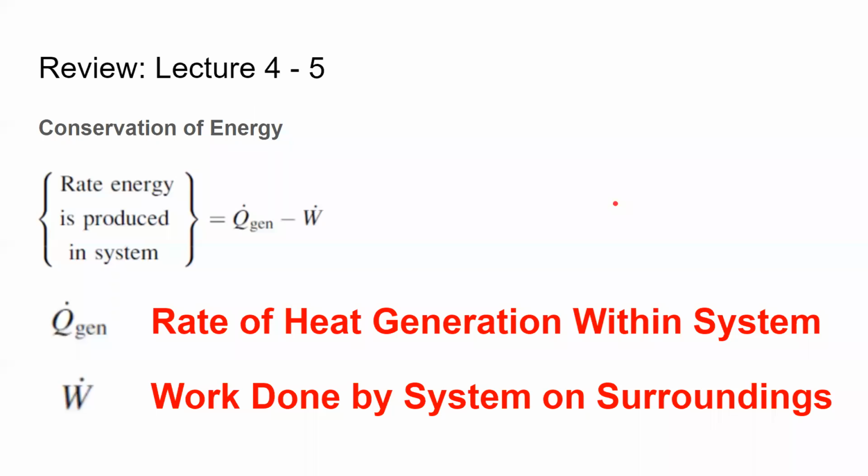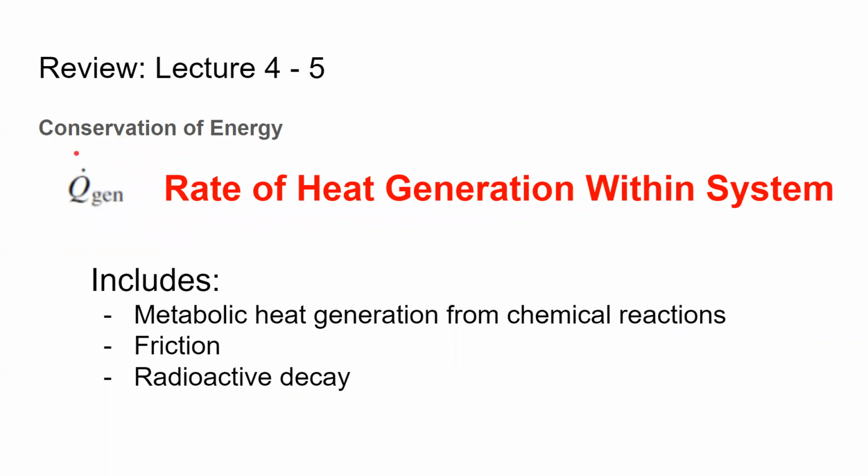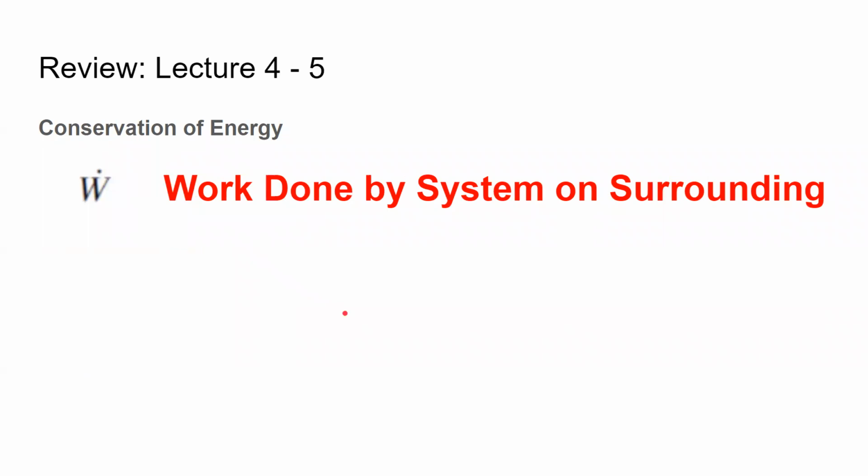So let's go into each of these terms. So we have Qgen, which is the rate of heat generation within the system. So this includes several things. Some of the key ones are the metabolic heat generation from chemical reactions. Another one is friction. And then another one is radioactive decay. So this is where heat is generated in the system with several mechanisms. Great, and now let's get into work.